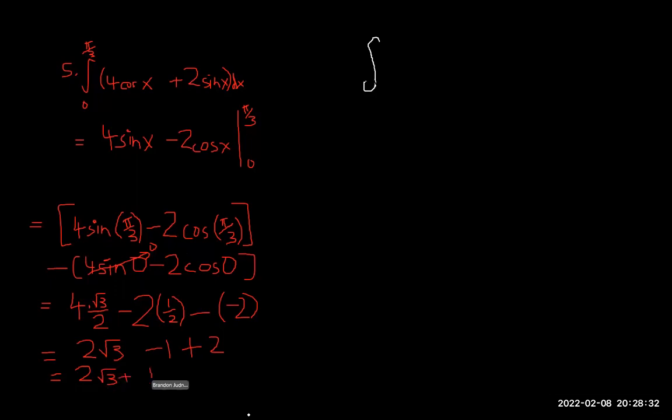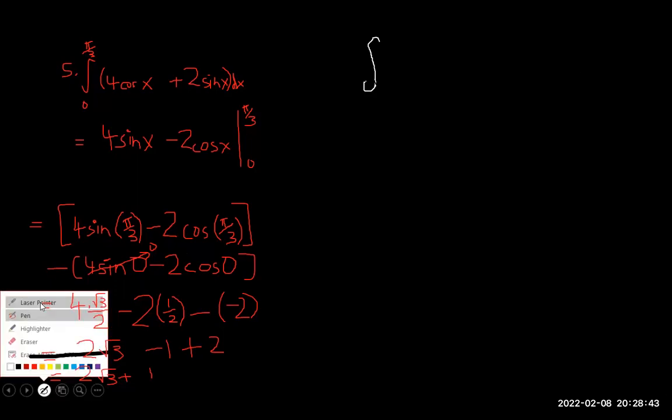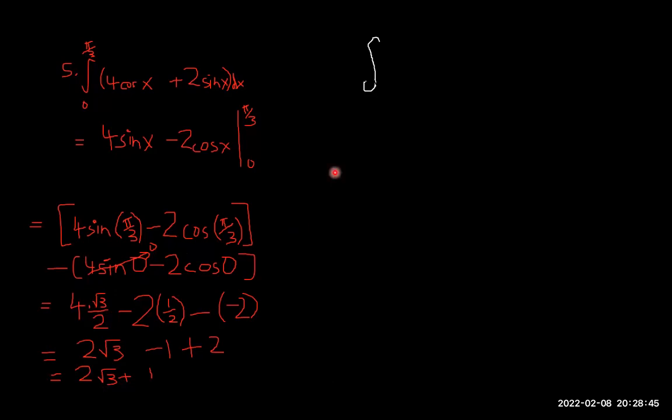Okay, I think that's about it. I don't know if I skipped a few steps, but this is the most detailed I could make the flow of my thoughts. Okay, this is correct. So this is the question here. You're required to integrate 4 cos x plus 2 sin x with respect to x, and you're told that the upper limit is pi on 3, lower limit is 0.